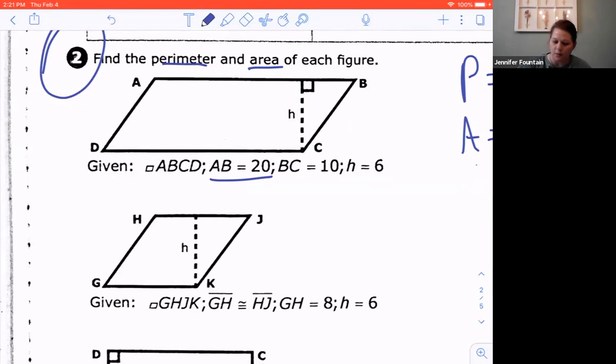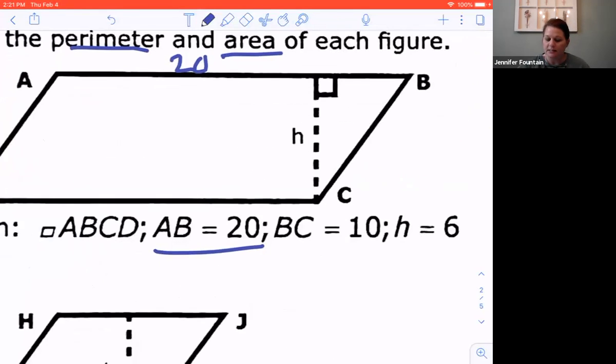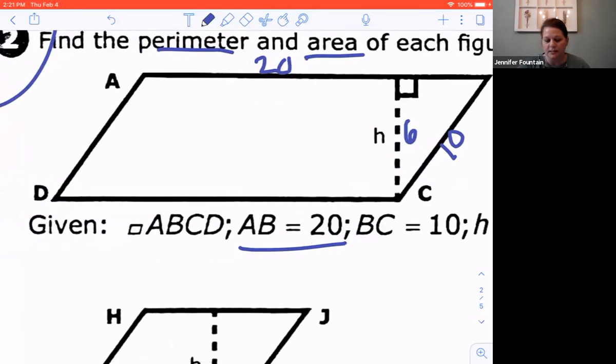So what I'm going to do is go up here and say from A to B is 20. B to C is 10. So that means this side is 10. H is 6. So if my slanted side here is 10, that means this side is 10. If my top line is 20, then the line that's parallel to it is also going to be 20.